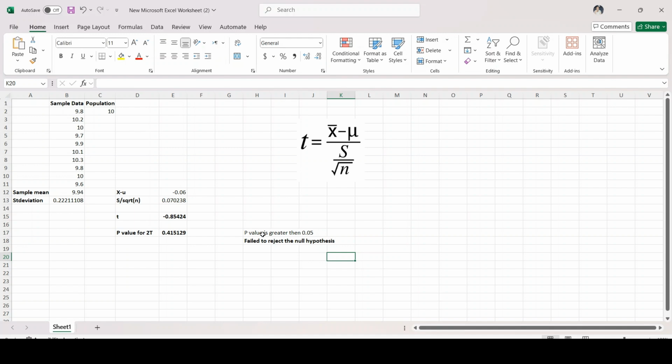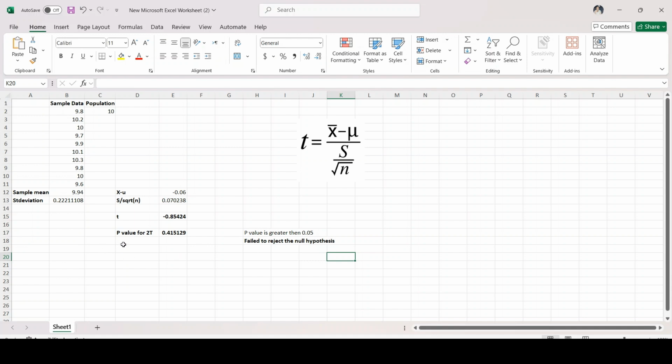Here the p value is also greater than 0.05. So we can say that we fail to reject the null hypothesis. That means in simple words we say that the null hypothesis is true. The null hypothesis was sample mean is equal to population mean. That means there is no difference, right?